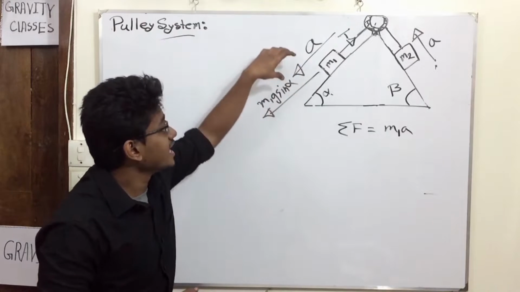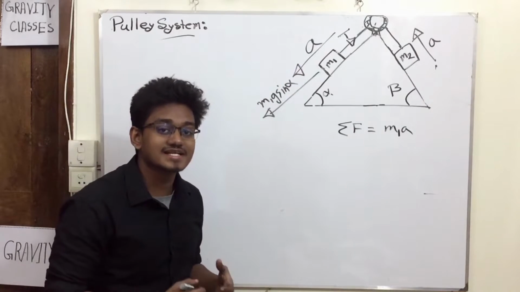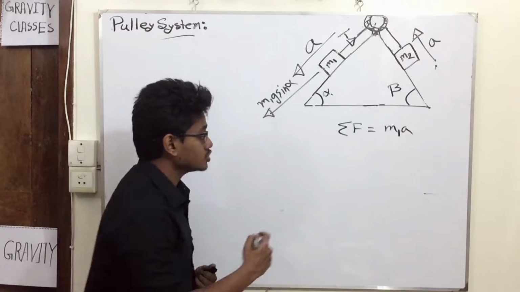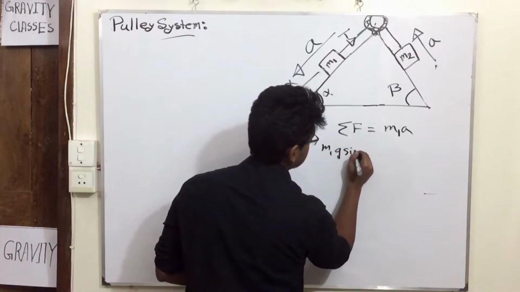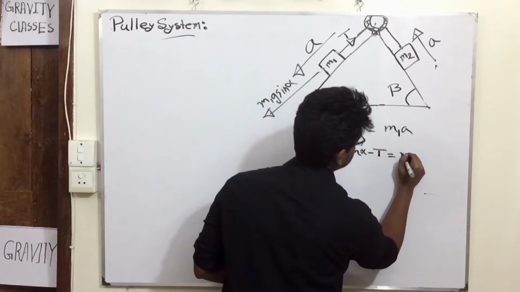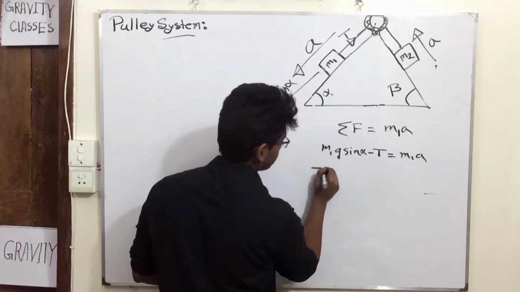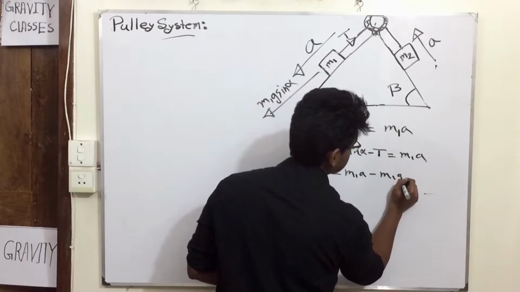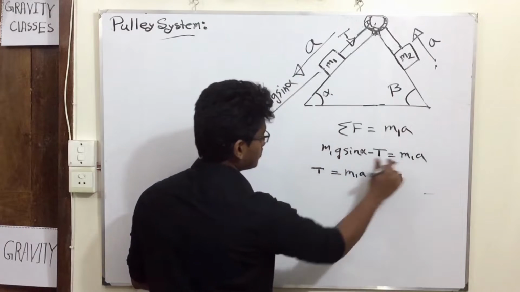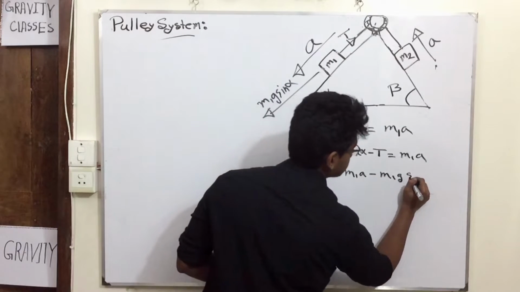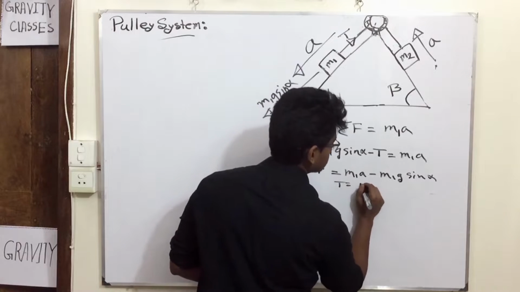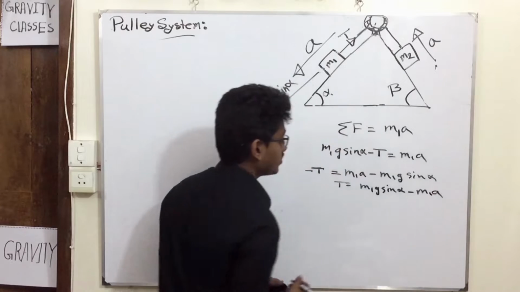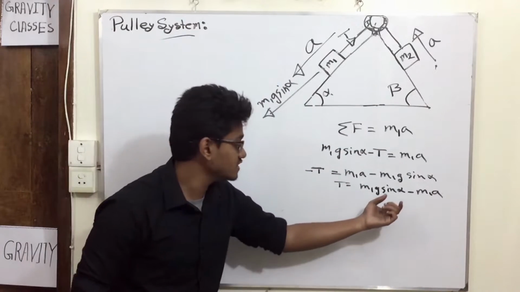But look here that acceleration and M1 G sine alpha are in the exact same direction. So that means M1 G sine alpha must be greater than tension. So M1 G sine alpha minus tension equals to M1A. We're going to extract the value of T from here. Minus T equals to M1A minus M1G sine alpha. So T equals to M1G sine alpha minus M1A. Okay, so we have extracted the value of T from here.